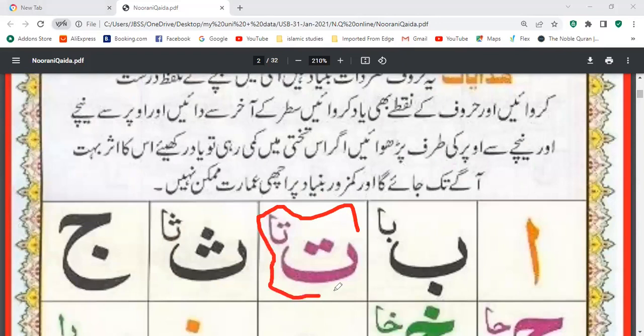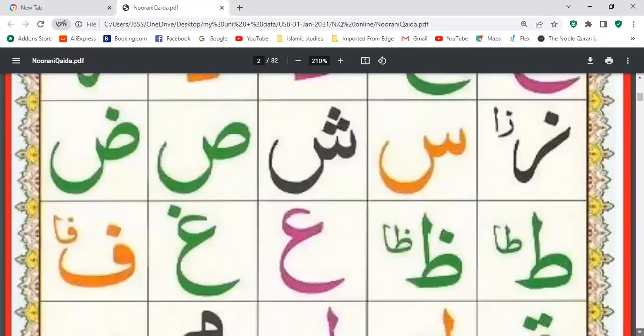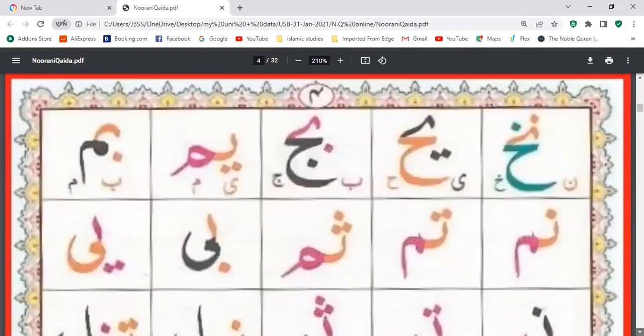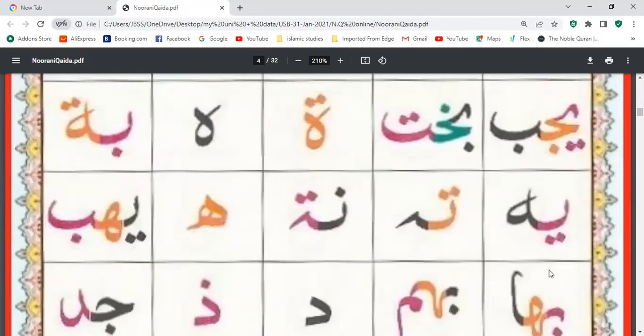Nice. So that was tha. Ta in the round shape. It was ta in the round shape.